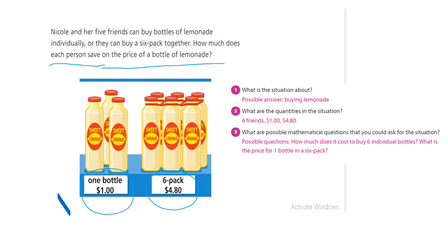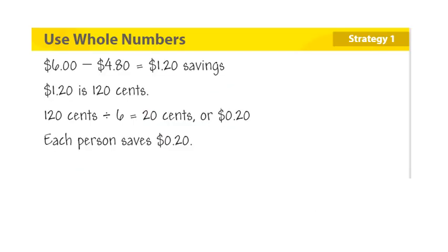6-pack? Well, I know that one bottle times 6 people is going to be $6 when they go to the checkout. But this, I don't know. I have to divide this $4.80 by 6 people. And that's going to be the problem that we take a look at. So one way I can do it is I can use whole numbers. I can picture them going up to the cash register and paying in a group. So we already talked about the fact that 6 individual dollars is $6.